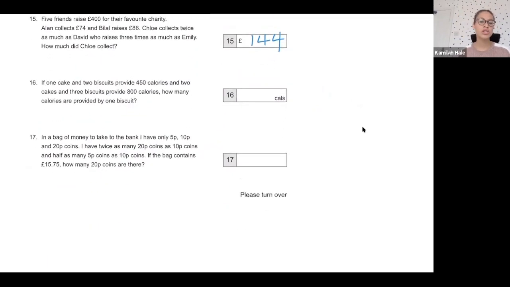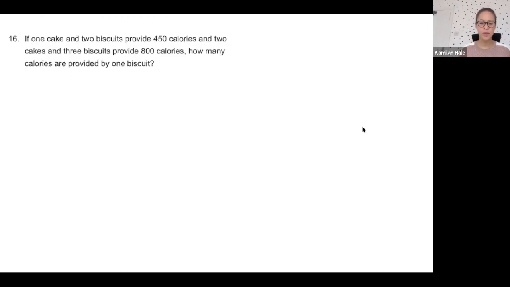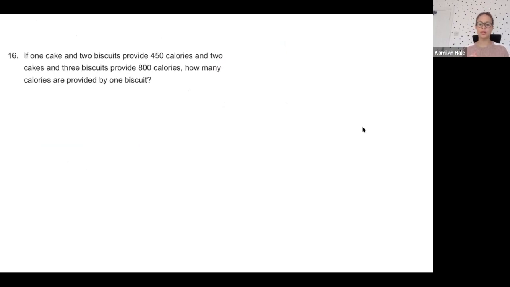If 1 cake and 2 biscuits provide 450 calories, and 2 cakes and 3 biscuits provide 800 calories, how many calories are provided by 1 biscuit? We've had questions like this in every one of these papers, so hopefully you're getting quite confident with them. First thing I need to do, where do we start with this? What do you think?